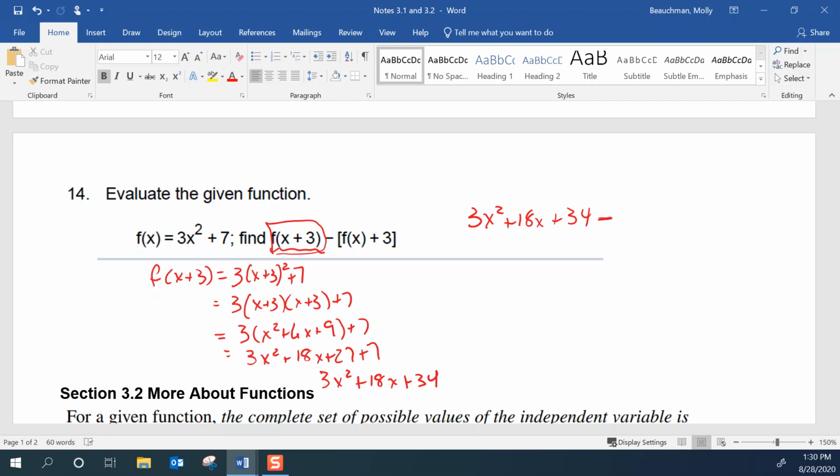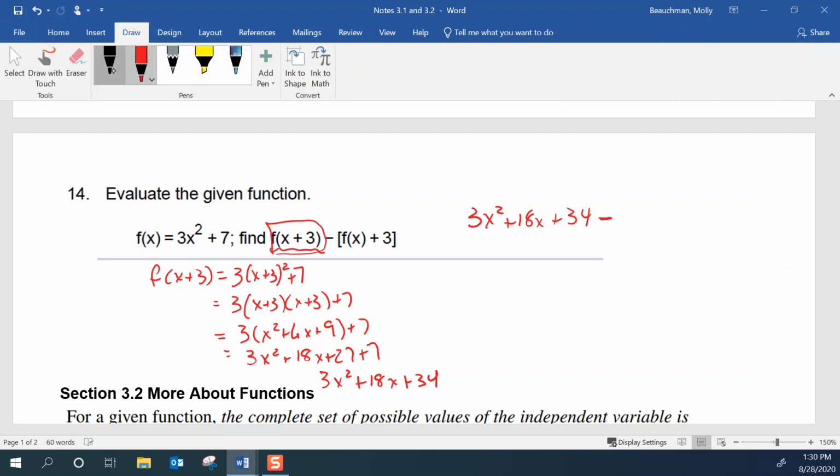Now we want to subtract. I'll use a different color here. F of x, that means rewrite the function just as it was. F of x is 3x squared plus 7. So I'm just substituting for f of x the formula. And then it says plus 3. Now we can go ahead and simplify the expression. The minus in the front means distribute the negative through. So I get minus 3x squared minus, 7 plus 3 is 10. So that's minus 10.